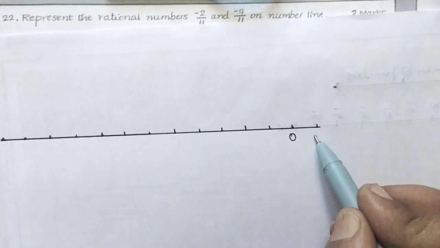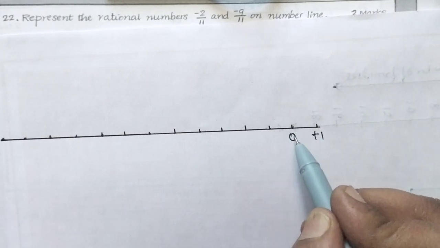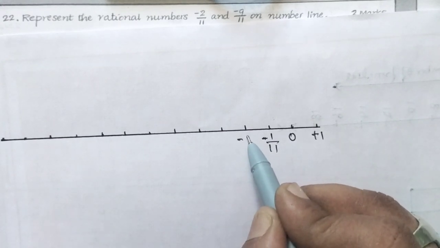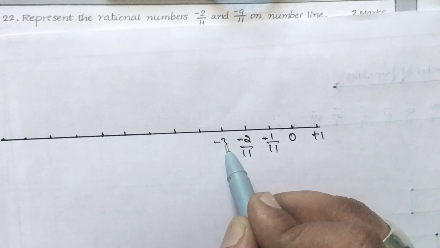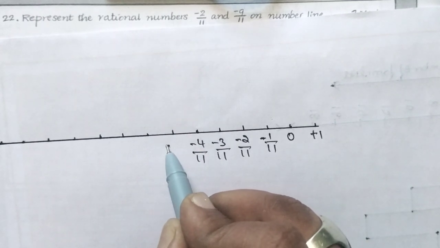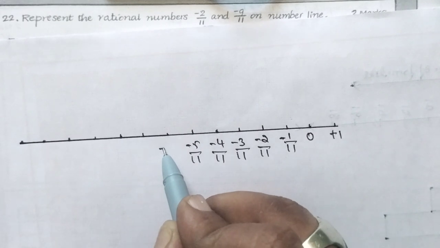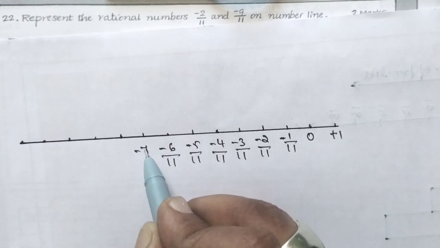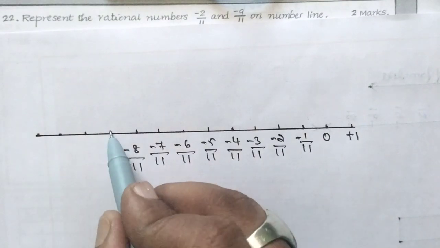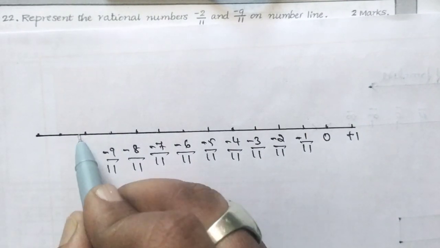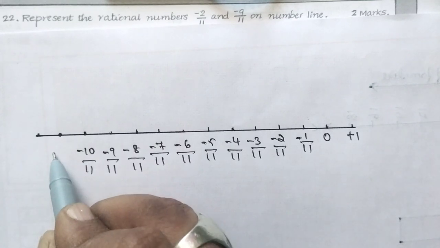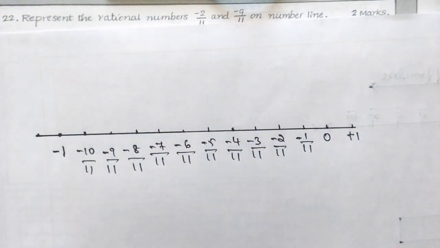This is 0 and this is plus 1. From 0, what comes to the left is minus. So I will write here: minus 1 by 11, this is minus 2 by 11, this is minus 3 by 11, minus 4 by 11, minus 5 by 11, next minus 6 by 11, minus 7 by 11, minus 8 by 11, this point is minus 9 by 11, and this point is minus 10 by 11. So this is minus 11 by 11, and that minus 11 by 11 is written as minus 1.